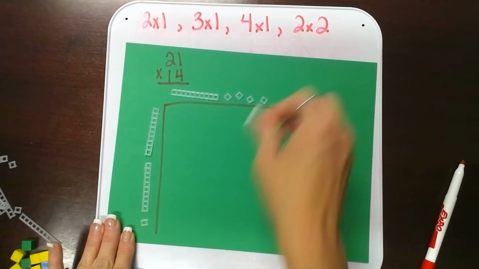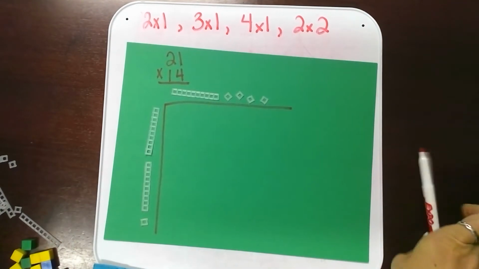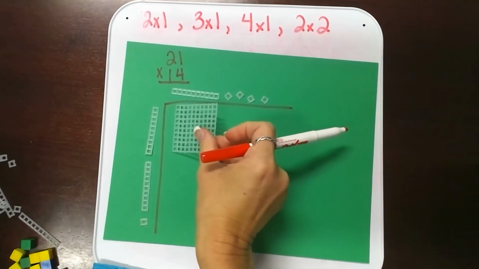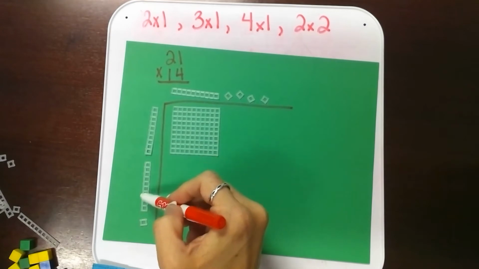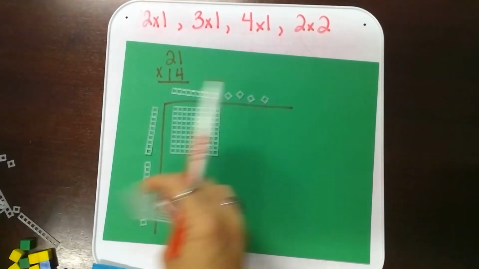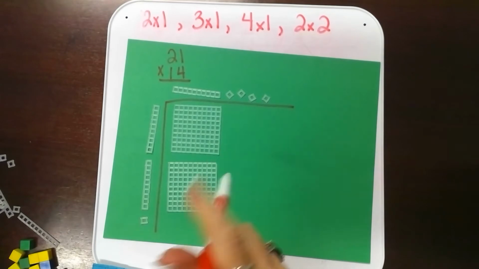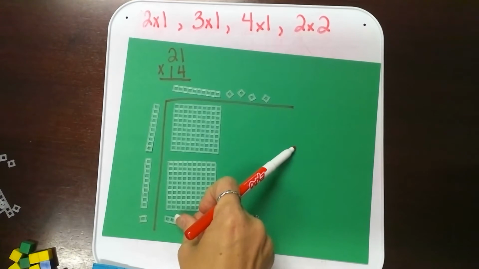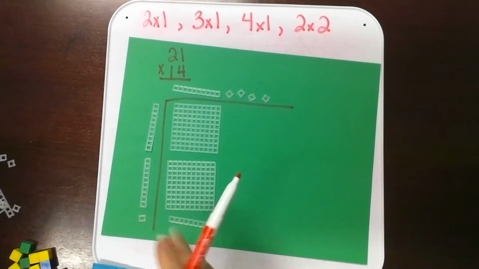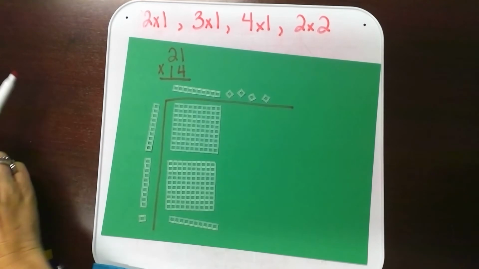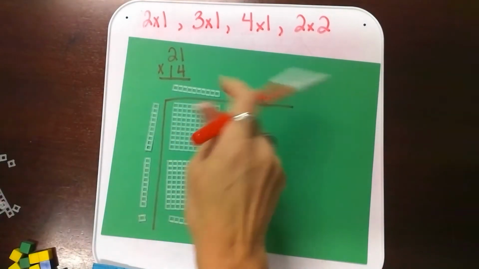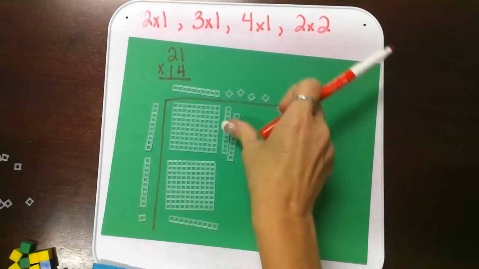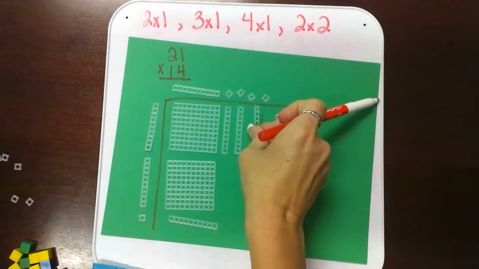All right, and we're going to do the same thing with this one. So let's look. I have a 10 times a 10. That gives me 100. I have a 10 times a 10. That gives me 100. I have a 1 times a 10, that gives me a 10. Okay. Now I have a 10 times a 1, that gives me a 10. 10 times a 1, a 10.